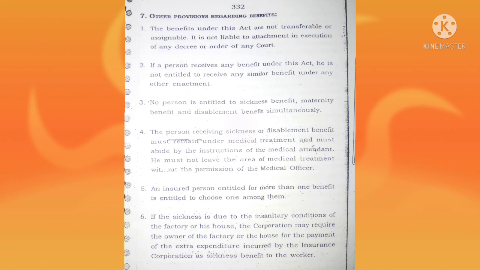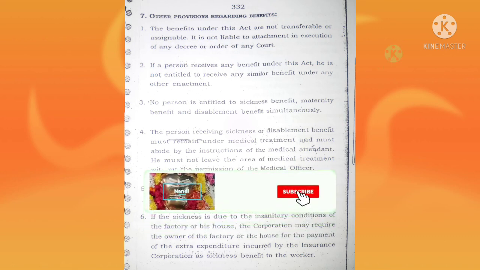The person receiving sickness or disablement benefit must remain under medical treatment and must abide by the instructions of the medical attendant. He must not leave the area of medical treatment without the permission of the medical officer. So, an insured person entitled to more than one benefit is entitled to choose one among them.